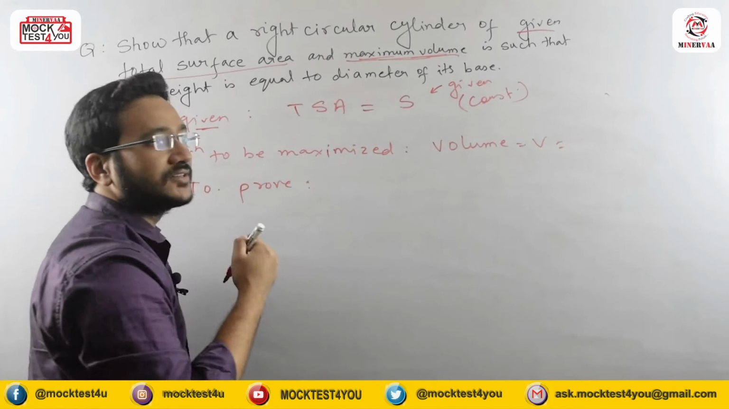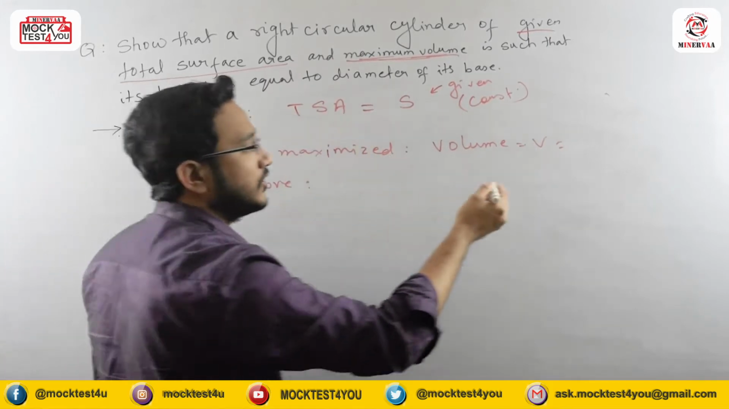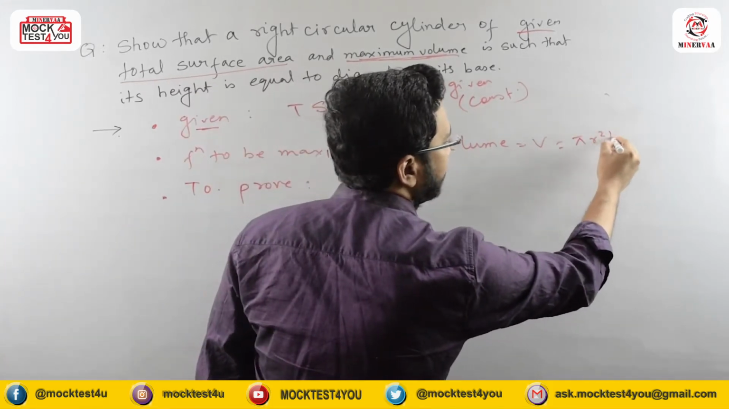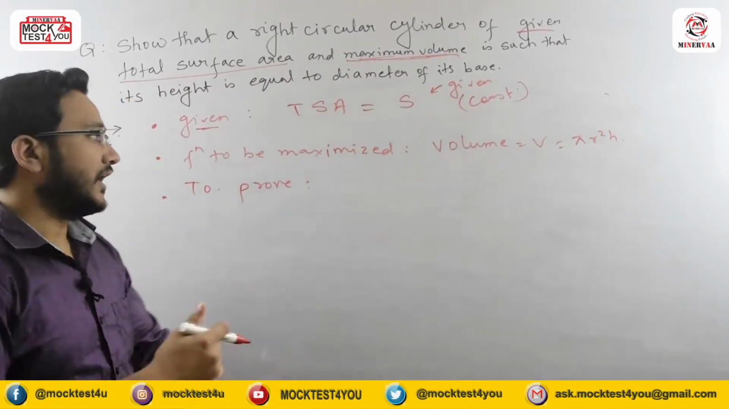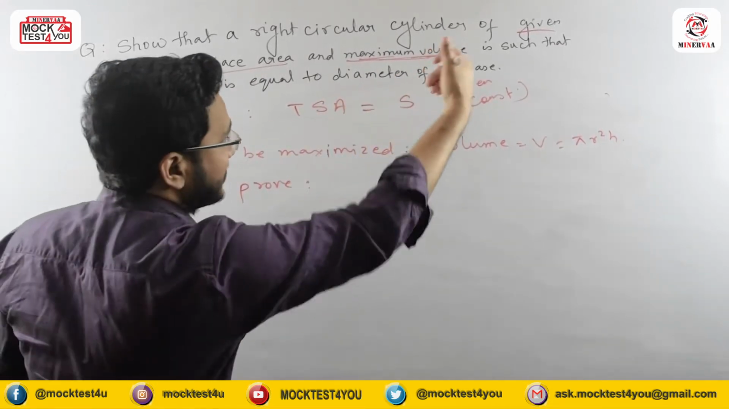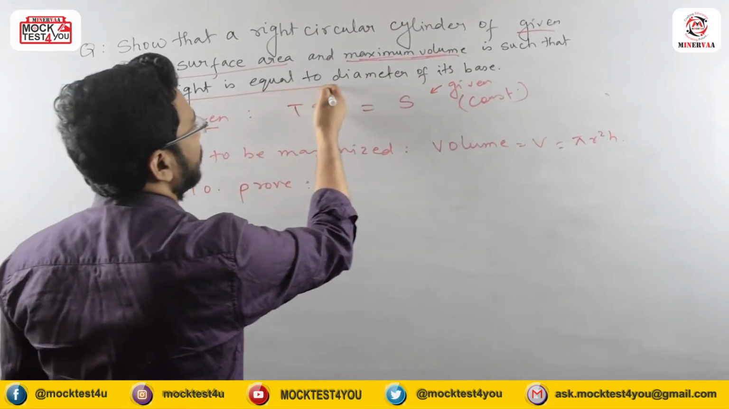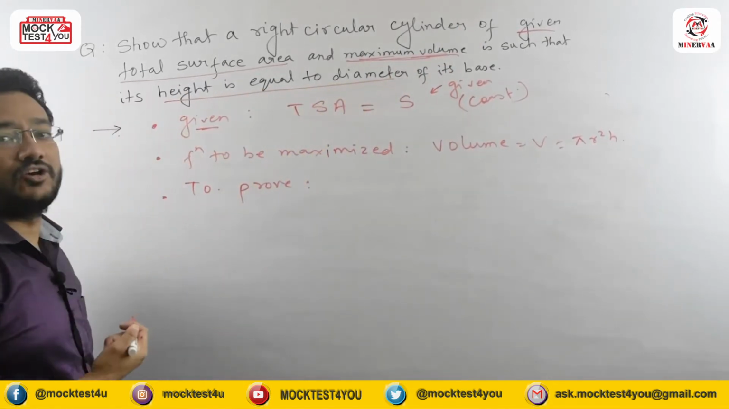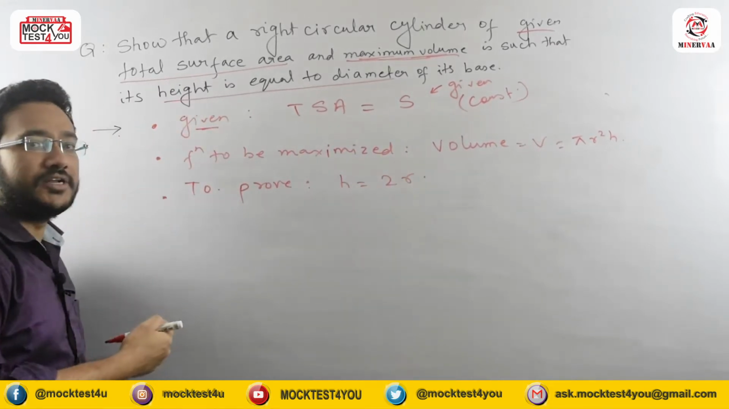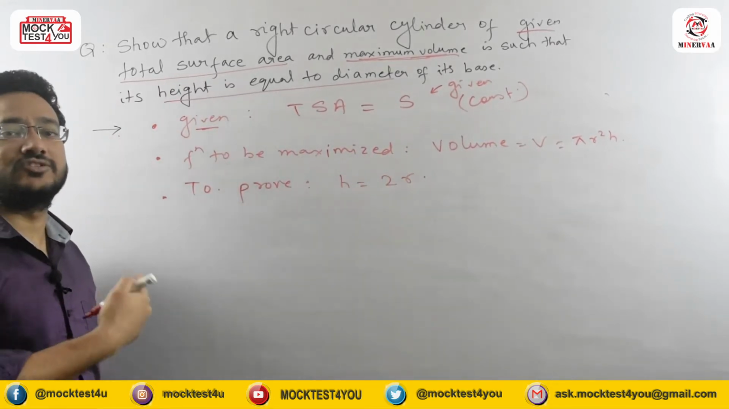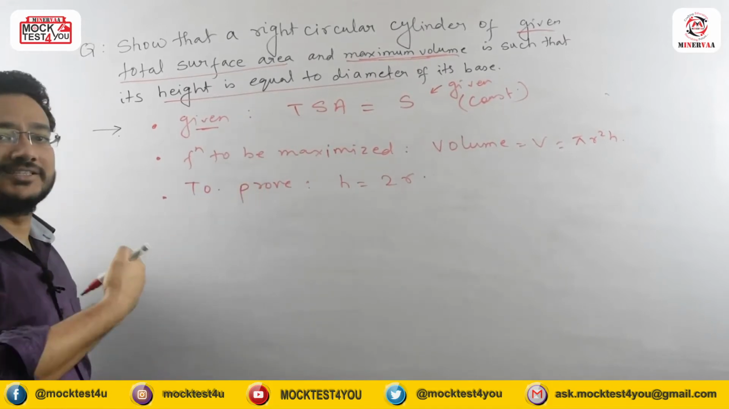And what is the volume formula for a cylinder? We know it is pi r square h. This pi r square h you have to maximize. And what you have to prove here is that height is equal to the diameter of its base. We have to prove h is equal to diameter. Diameter is nothing but twice the radius. That's why I have written h and r.